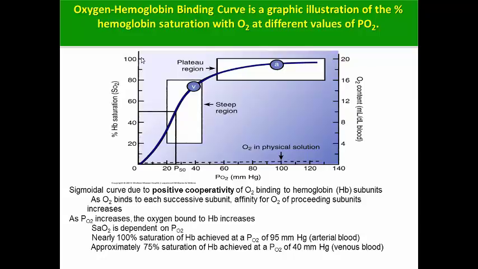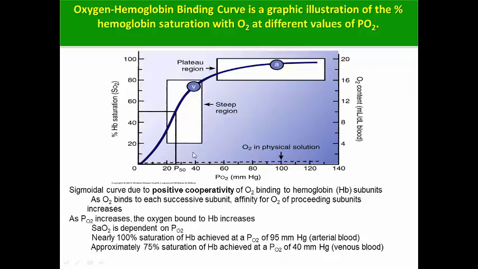And when the oxygen saturation is 100%, the oxygen content is 20 milliliters of oxygen in each 100 milliliters of blood, or in each deciliter of blood. 1 deciliter of blood is equivalent to 100 milliliters of blood.